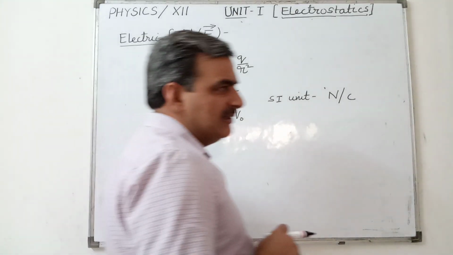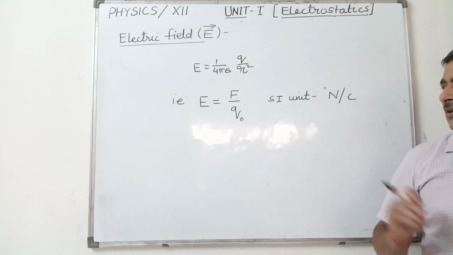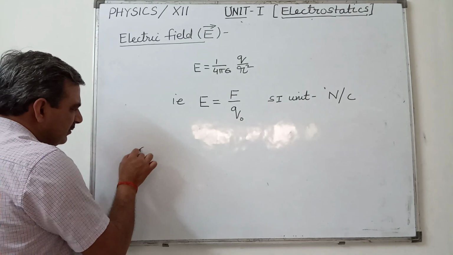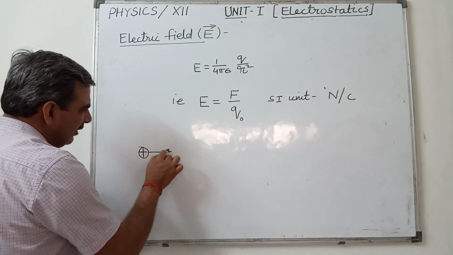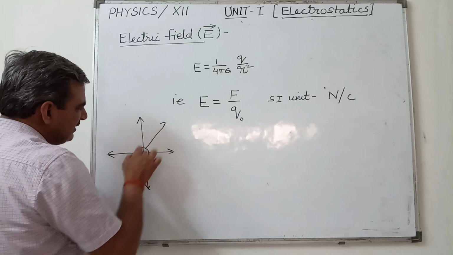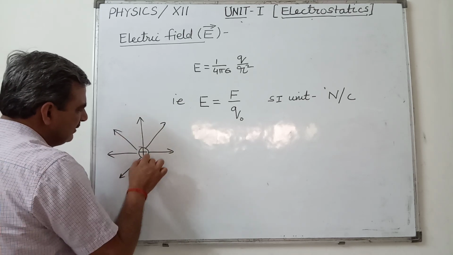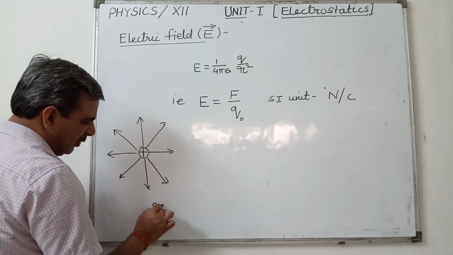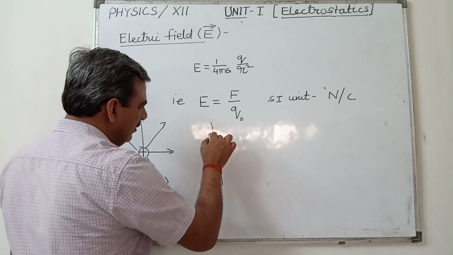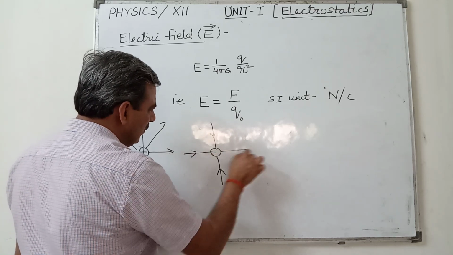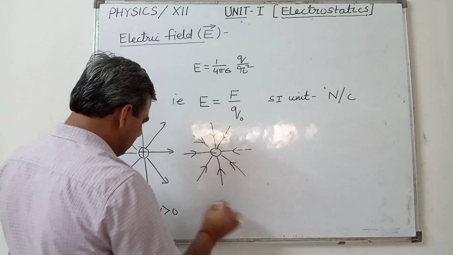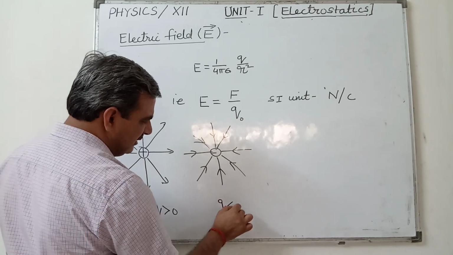If we talk about electric field lines around any charge, if we have a positive charge, the electric field lines come out from the positive charge. This is for a positive charge, when charge is greater than 0. For a negative charge, in the same manner, the field lines go into the charge. This is for the case when charge is less than 0.